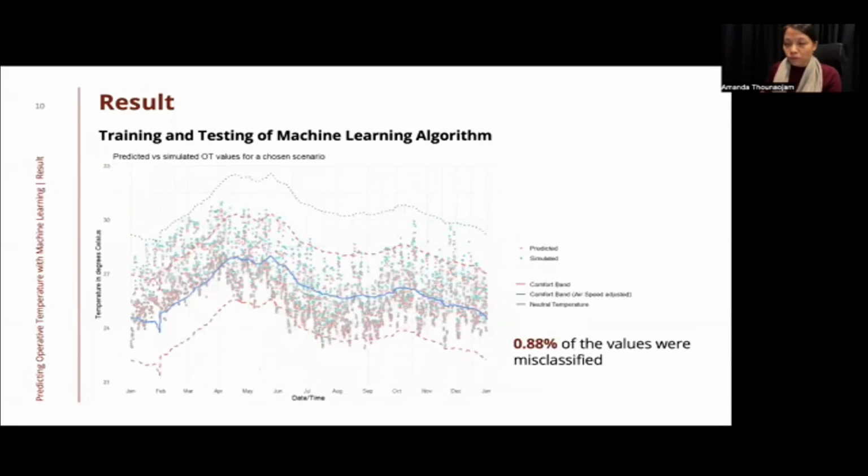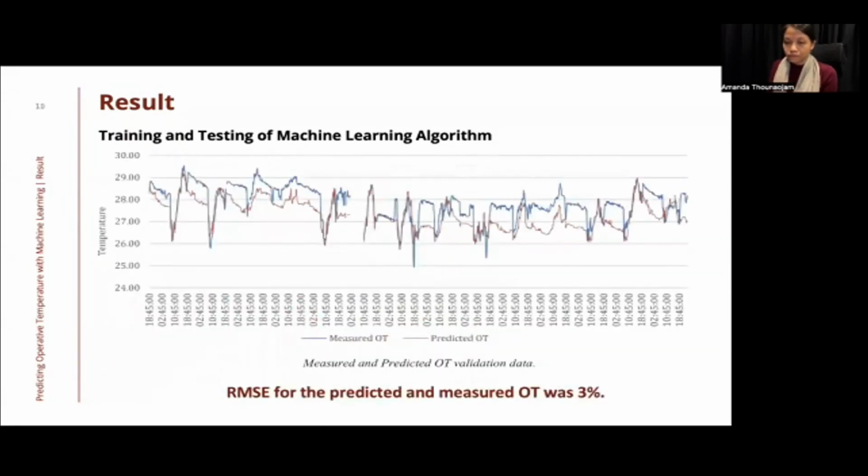The misclassification of operative temperature that was predicted, as being within or outside the adaptive thermal comfort band, was also checked. So in this graph, the x-axis is the month and the y-axis is the operative temperature that is predicted using a machine learning model. The red dotted line in this graph is the adaptive thermal comfort band. The green dotted line shows the adjusted band for the impact of airspeed due to use of fan. So we found that 0.88% of the values were misclassified, with 0.46% of the values being misclassified as being outside the band and 0.42% being classified as being within the band.